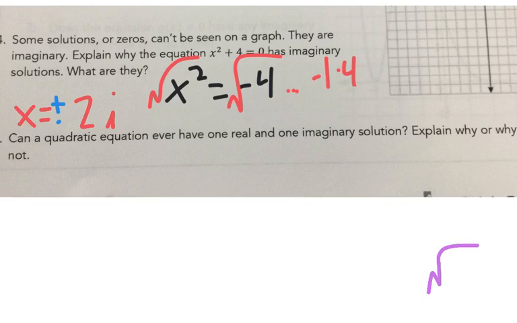Questions on 4? 5. Can a quadratic equation ever have one real and one imaginary solution? Explain why or why not. Oh, so this is a good thought. What does it mean if it's a quadratic equation? It's a degree 2 polynomial. So what's the maximum number of roots it could have? 2. So can it have one real root and one imaginary root?